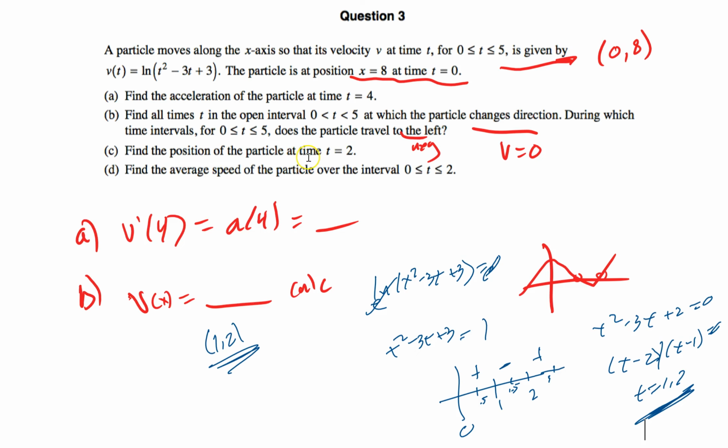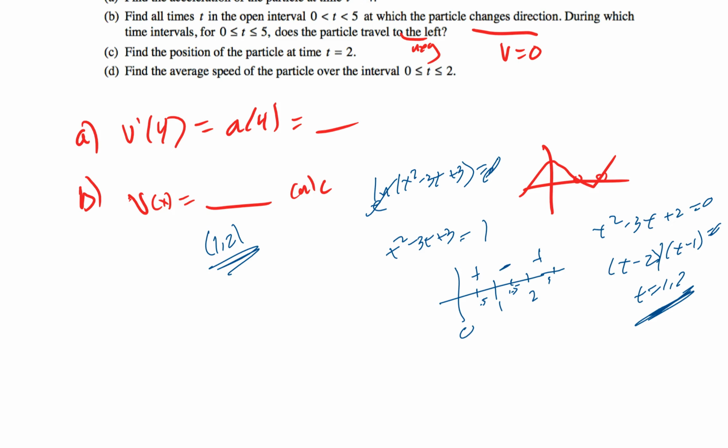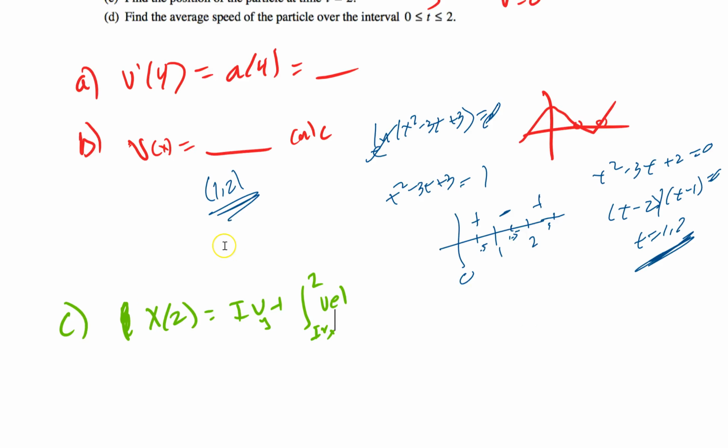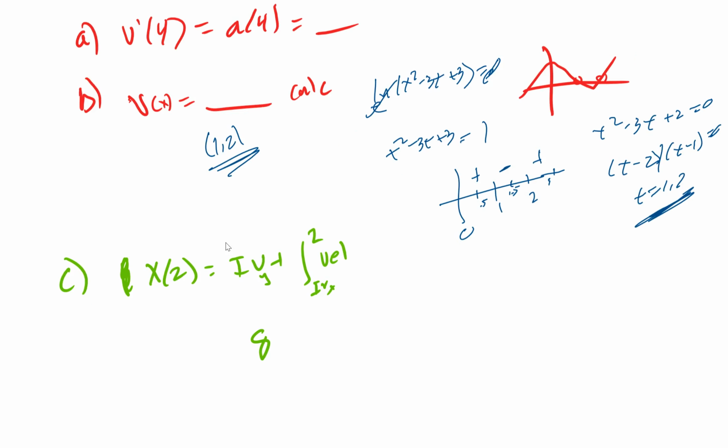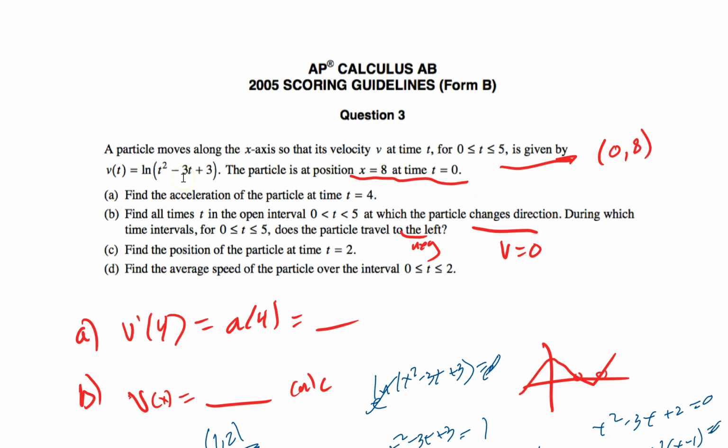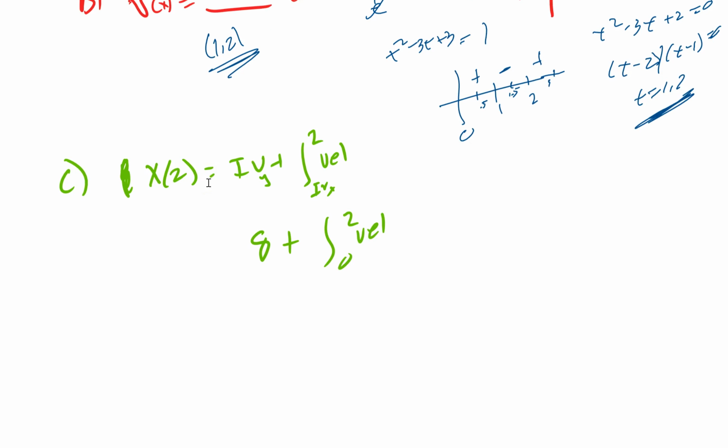Find the position of the particle at 2. So again, we talked about that. It's one of my new favorite formulas. If you want the position, you have velocity. All we're going to do is, the position, in this case it's x, of 2 equals the initial value plus the integral from the initial value. I'm talking about x here, I'm talking about y there, to 2 of velocity. So again, our initial value here was 0, 8. So this will be 8 plus the integral from 0 to 2 of velocity. Plug that into your calculator. They're not going to make you do that by hand, but that would be your answer.